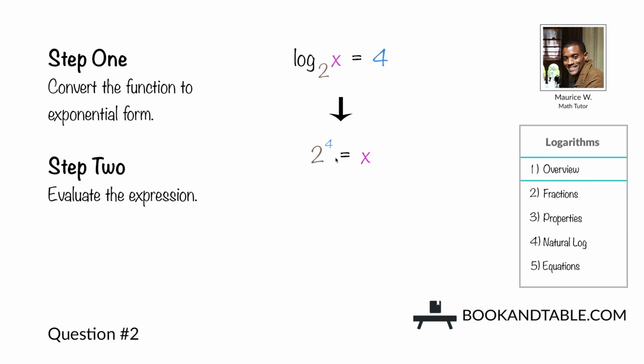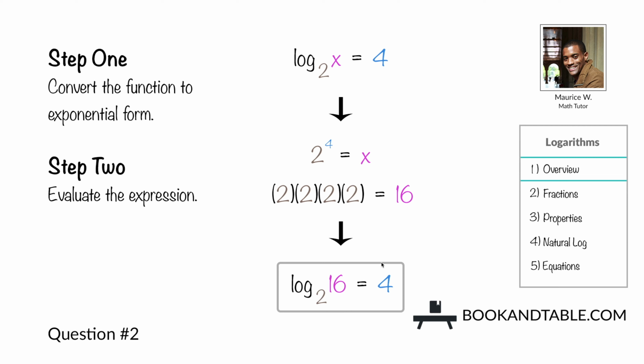And now step 2, we want to evaluate the expression 2 to a power of 4. So we multiply our base 2 times itself 4 times. 2 times 2 is 4. 4 times 2 is 8. And 8 times 2 is 16. So we find that x, the argument, is equal to 16, letting us know that log of base 2 of 16 is equal to 4. So that is the answer to question number 2.